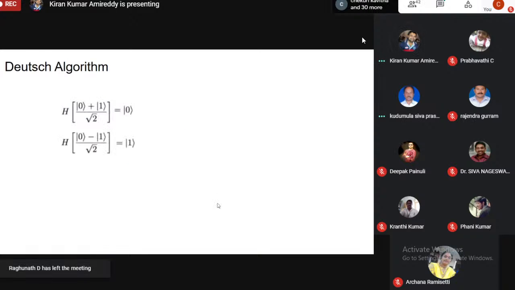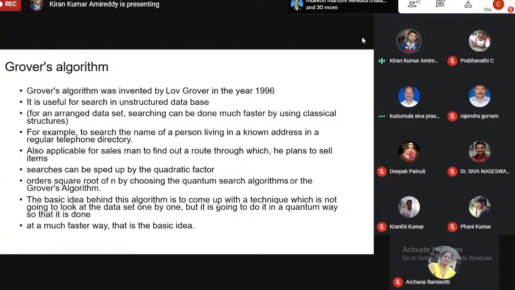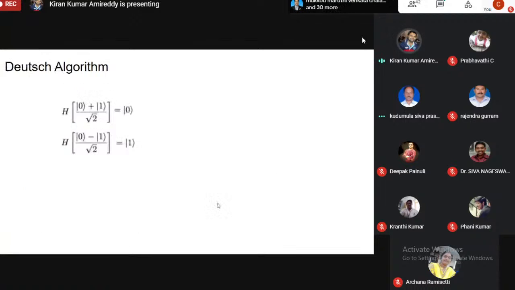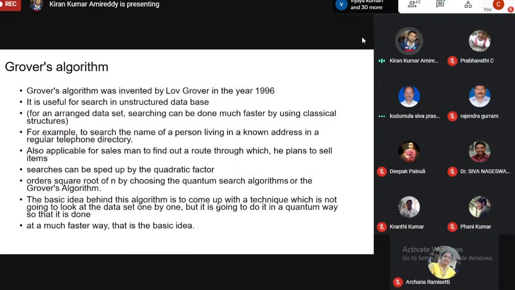Okay, we'll discuss the next algorithm, Grover's algorithm. Actually, I'm not giving a practice session here. I just want to discuss the three algorithms. You can practice and try to develop the code on your own. I'm just explaining the basic algorithm, how the performance is, and how it takes the intermediate steps. So the next algorithm is Grover's algorithm.